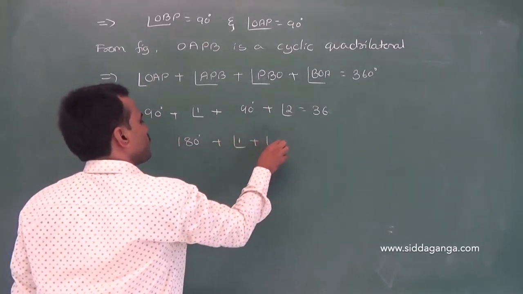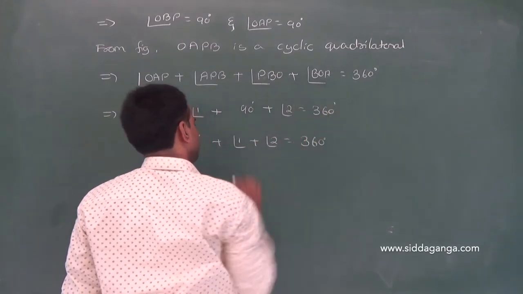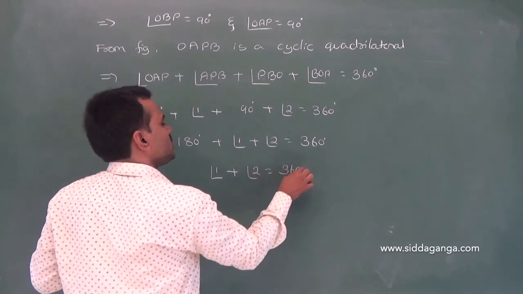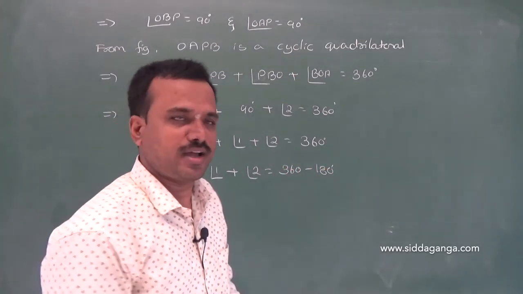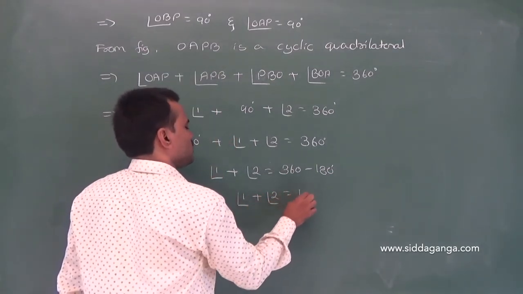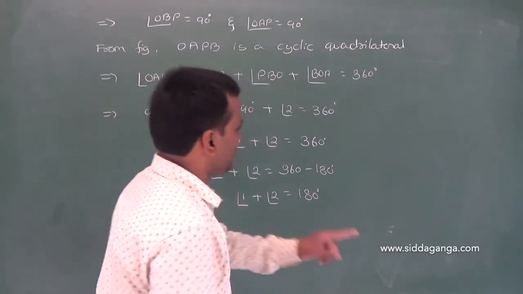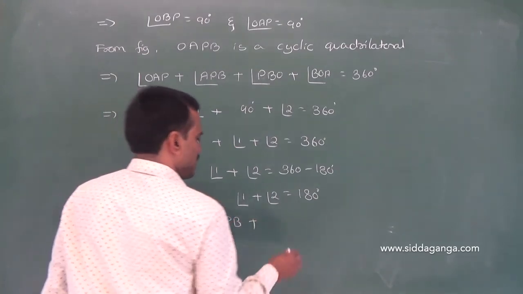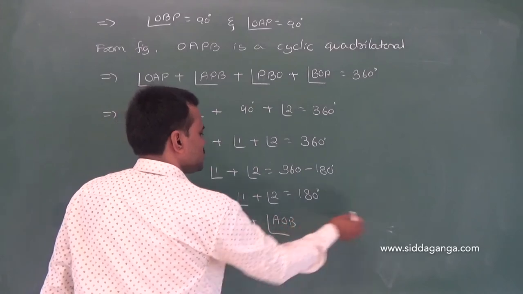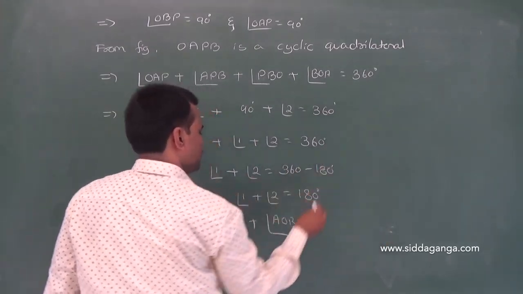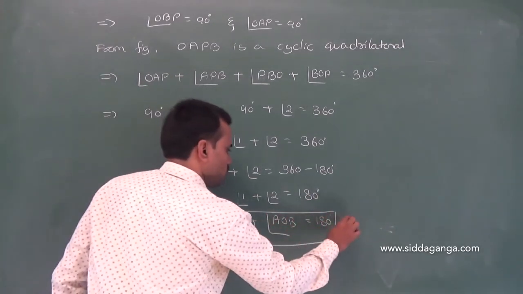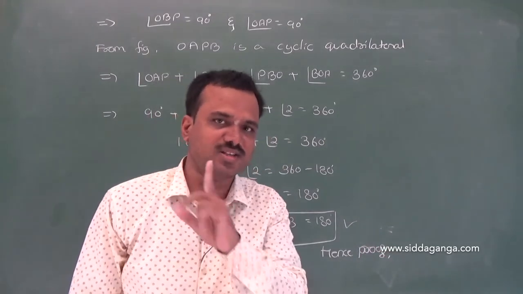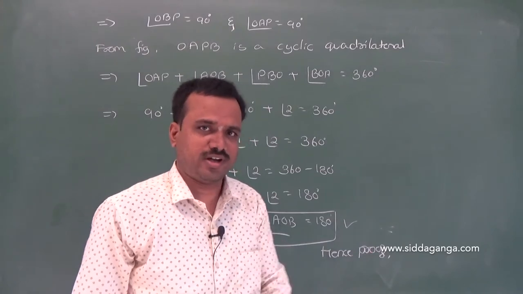Plus angle 1 plus angle 2 is equal to 360 degrees. We shift 180 from the left side to the right side, it becomes minus. 360 minus 180. Correct now? Angle 1 plus angle 2 is how much? 180 degrees. That is, angle APB plus angle AOB is equal to 180 degrees. Over. Hence proved. Very important problem, performers we ask in the examination. Hence proved. Understand? Okay. We take one more problem.